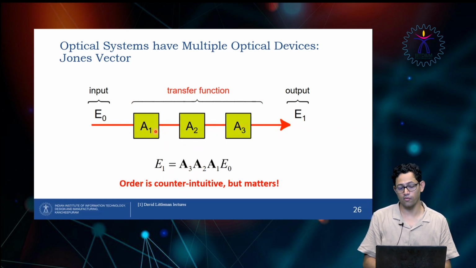If you see, there was only one in our earlier cases. We wrote only A1 into E0 in our earlier cases, but now we have three of them. If there are multiples, we have to move from right to left. In this case I have to write A3, A2, A1 into E0. So we have to move from right to left.